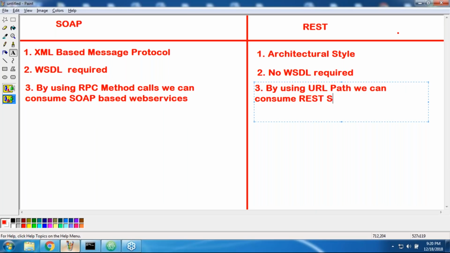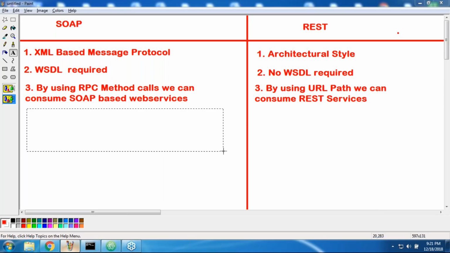Here we observe that for SOAP the WSDL requirement is there, but here there is no such requirement. How do you access it? By using RPC method calls. That may be the reason why SOAP-based web services are very secure. But with RESTful web services, any person with a URL can access them. That may be the reason why these are not secure. Any person can access them, but SOAP-based web services can be accessed only by using special RPC method calls. Next, the fourth point.